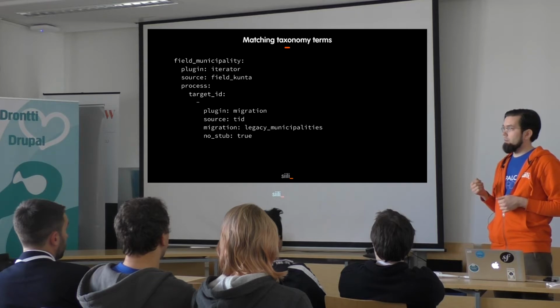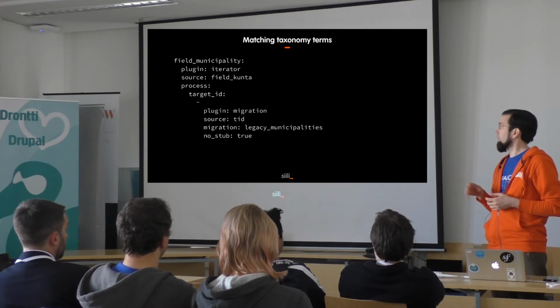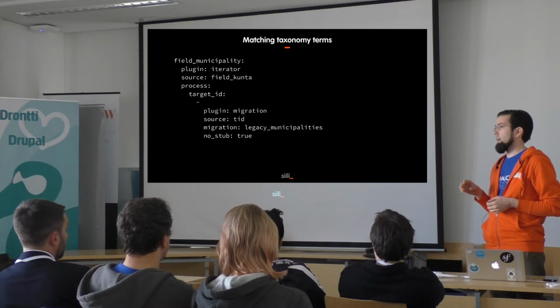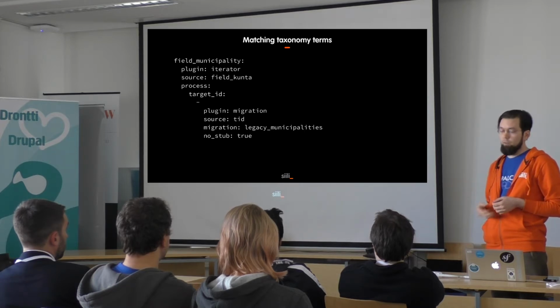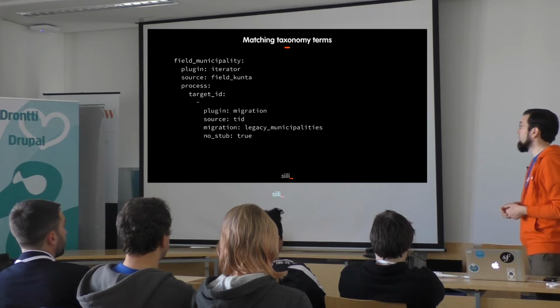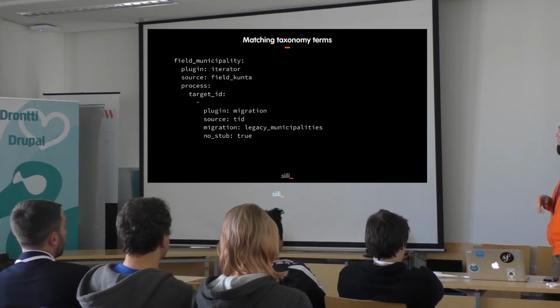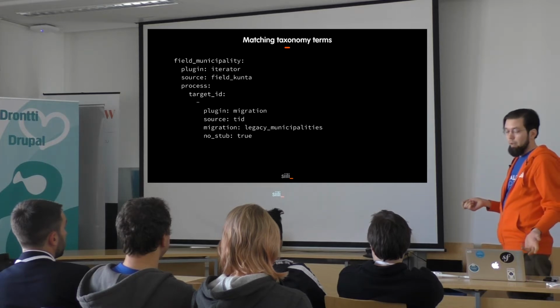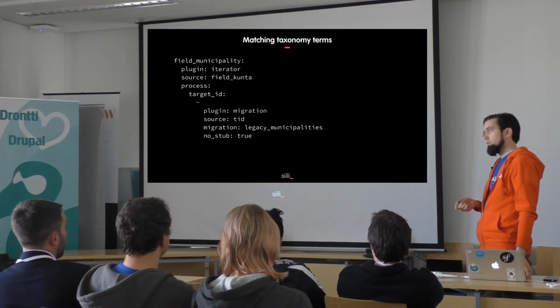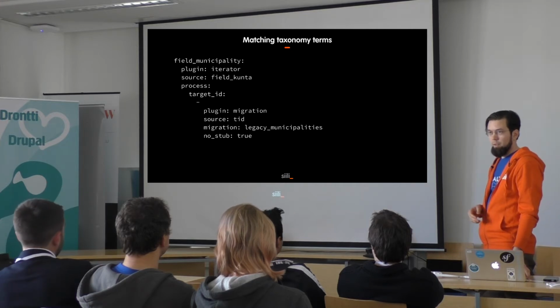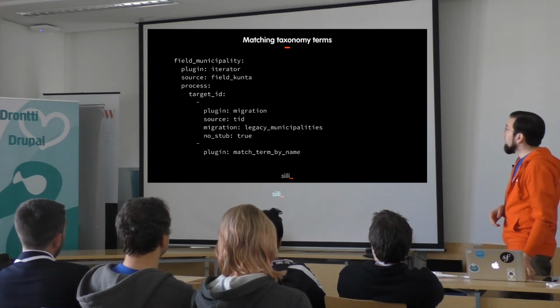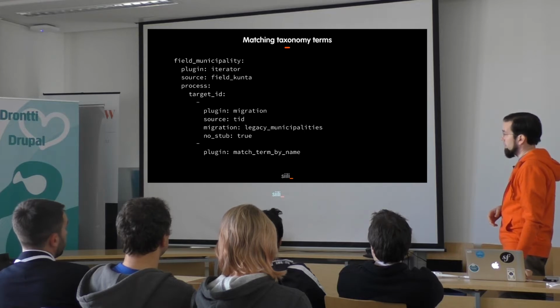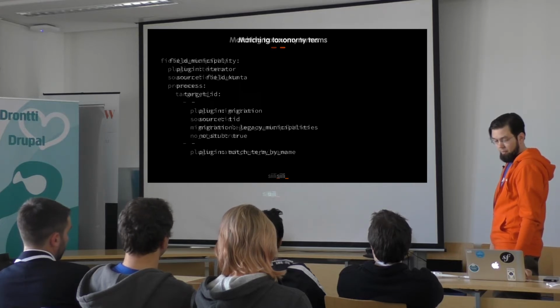So I built a simple migration to import the new municipalities from CSV into the vocabulary. Then I also imported the old list, and I mapped them using the municipality names because I had nothing else to work on, and the names are supposed to be equal. So I wrote a process plugin for that.